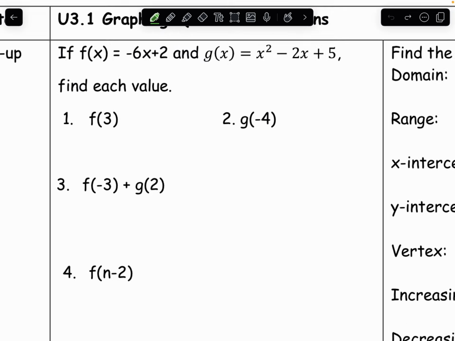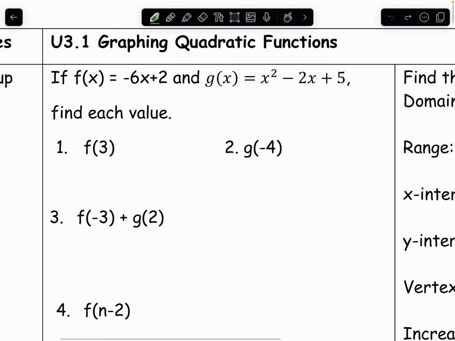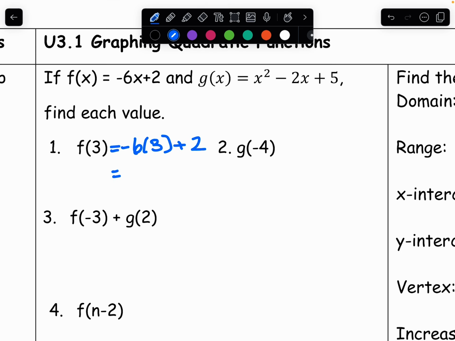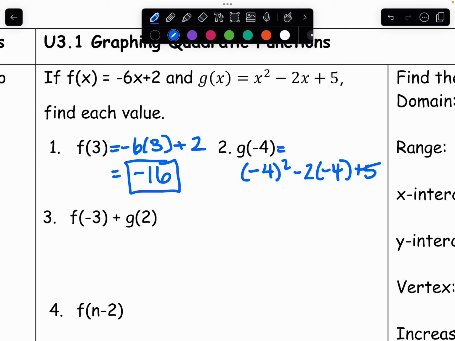Hopefully you did. And so for these, what you're going to do is you would plug in 3 for x into the f of x function. Now, I would personally use a calculator. And so when we plug in a value for a variable, we want to use parentheses. So you should get negative 16 for the first one. Then be careful here. We would get negative 4 squared minus 2 times negative 4 plus 5. I, again, would plug that into your calculator to get 29.